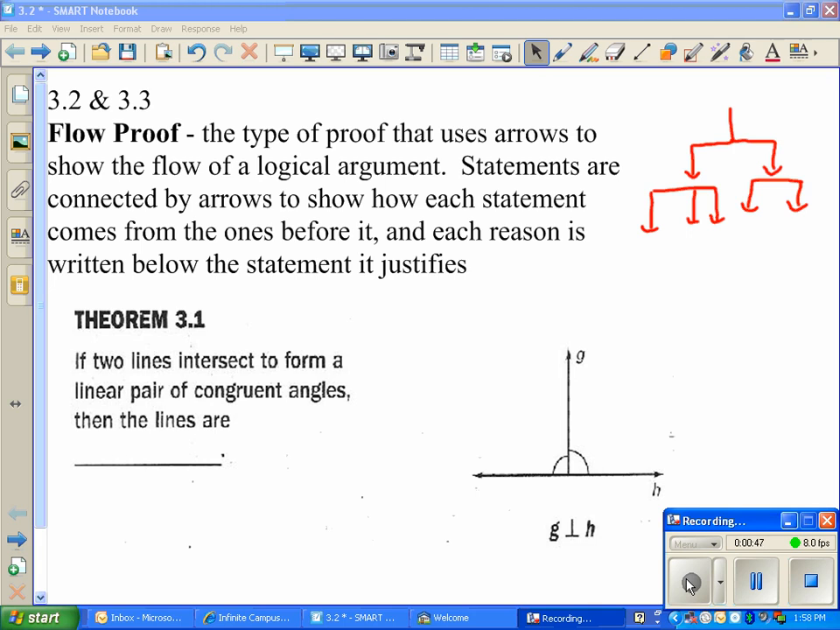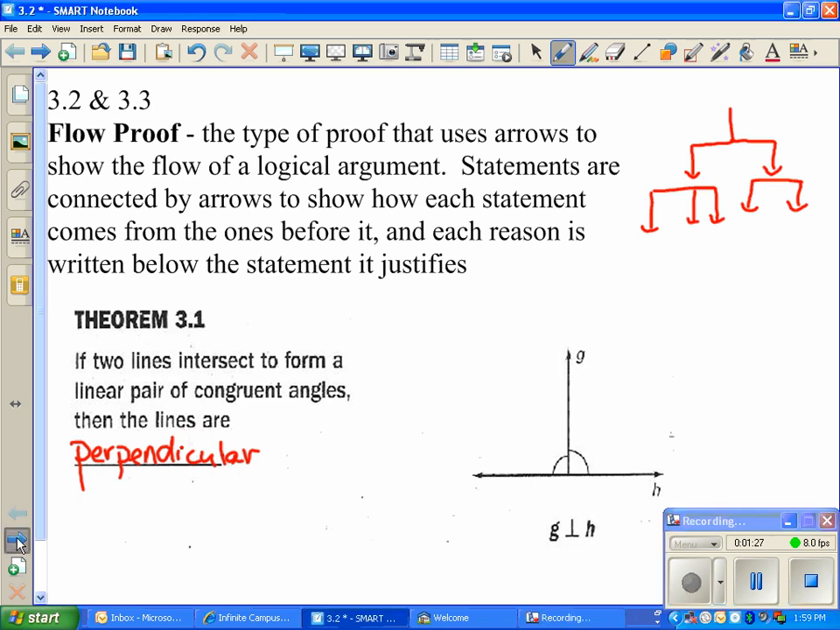useful. All right, if two lines intersect to form a linear pair of congruent angles, then the lines are what? So the angles are congruent, and two lines intersect. Then the lines are what? Does anybody know what that means? If they intersect and create a 90-degree angle. Remember what that was from the last class? Very good. Perpendicular. Okay, if two lines intersect and they're equal, they're congruent, then they are perpendicular.